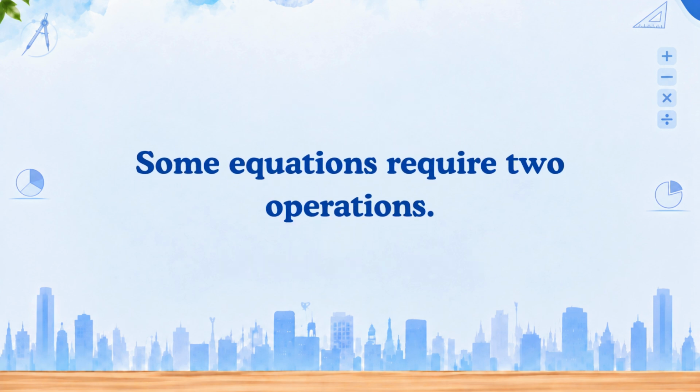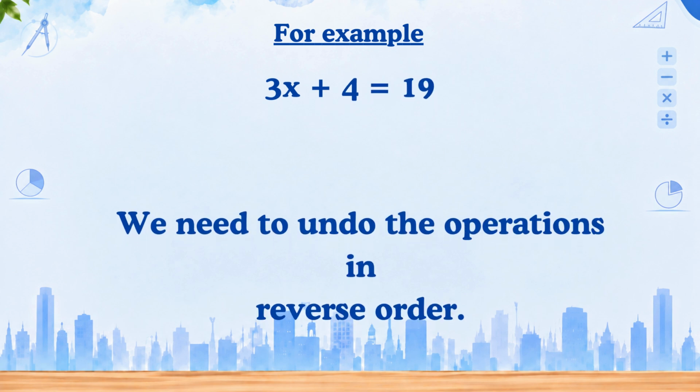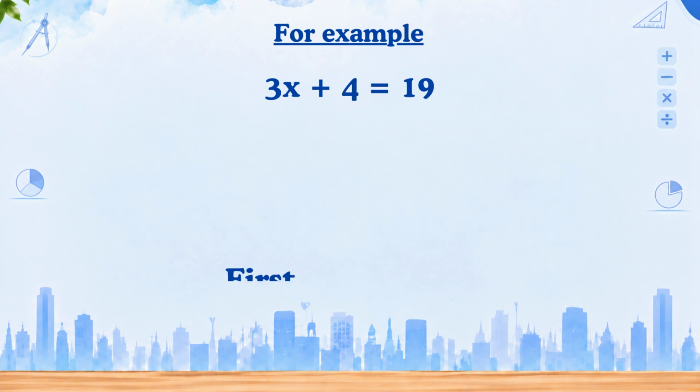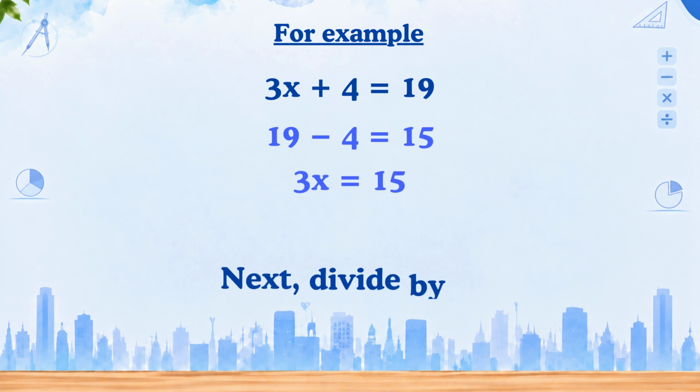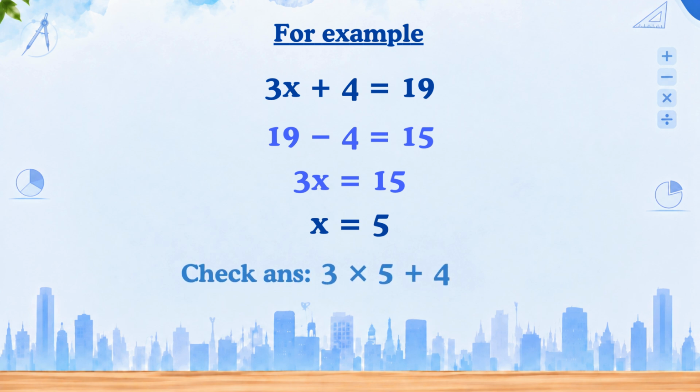Some equations require two operations. For example, 3x plus 4 equals 19. We need to undo the operations in reverse order. First, subtract 4. 19 minus 4 equals 15. The equation is now 3x equals 15. Next, we divide by 3, so 15 divided by 3 is 5. Therefore, x equals 5. Let's check. 3 times 5 plus 4, which is 15 plus 4, is 19. So our answer is correct.